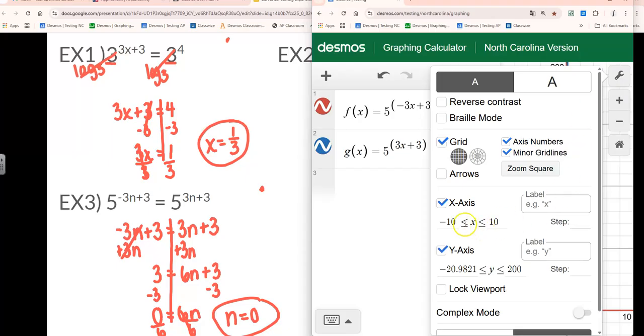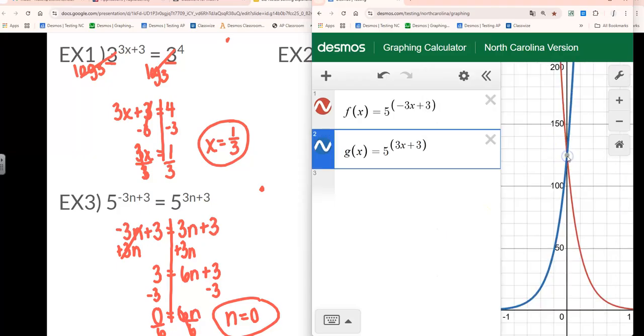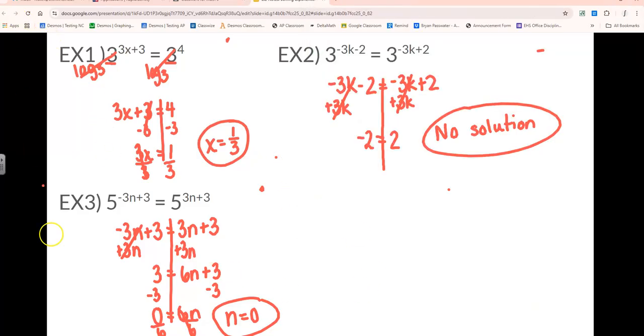In fact, if I make my x's smaller, if I make this like negative 1 to 1, I bet we'll be able to see that they cross for sure. There, now it looks like they actually cross, right? So you have to play around with that sometimes. These are a little harder to solve on Desmos, because the graphs are crazier, because exponentials and logs grow really quickly. So they're a little harder to solve on Desmos than the absolute values that we were looking at before. But it works just the same. Okay, moving on.